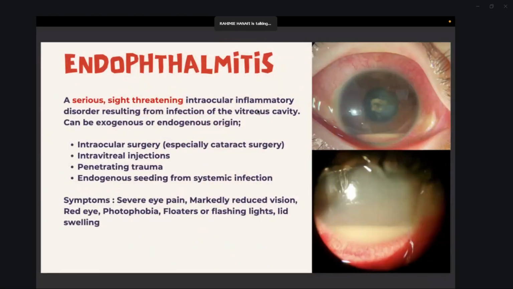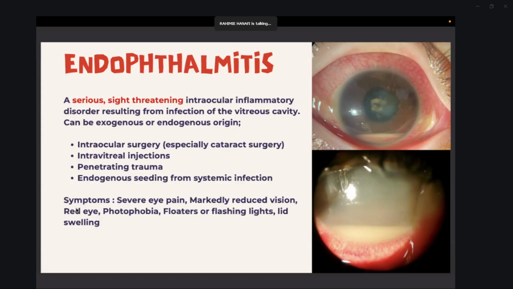Right, endophthalmitis. Okay, this is a serious sight-threatening intraocular inflammatory disorder resulting from infection of the vitreous cavity. It can be exogenous or endogenous in origin. For exogenous origin, it can occur after intraocular surgery, especially cataract surgery, intravitreal injections, or penetrating trauma. And for endogenous origin, it can occur from endogenous seeding from systemic infection, most commonly from Klebsiella pneumonia.